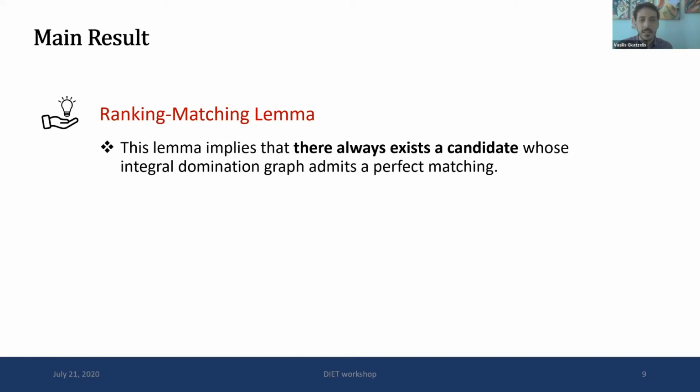And that's the description. This lemma does all the heavy lifting, and it's quite technical, so I cannot really summarize it here. But in a nutshell, we start off by assuming that there exists some instance where no candidate has a perfect matching, and then we leverage Hall's condition to show that this leads to a contradiction.